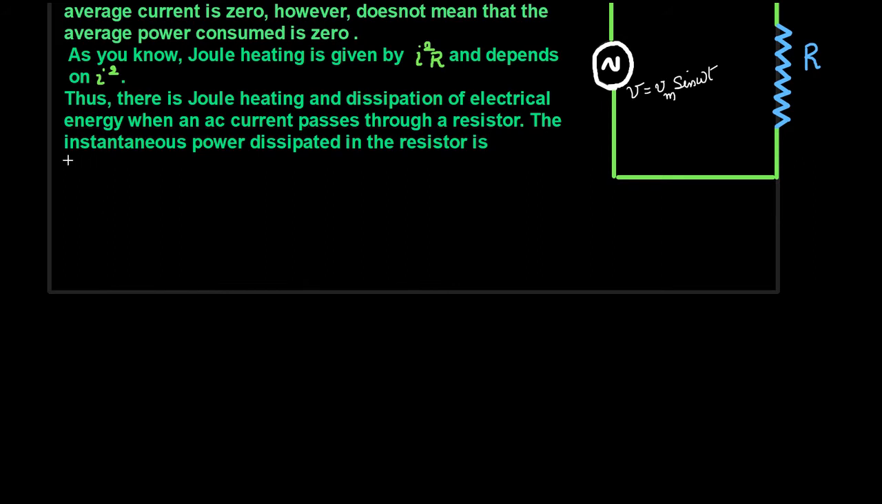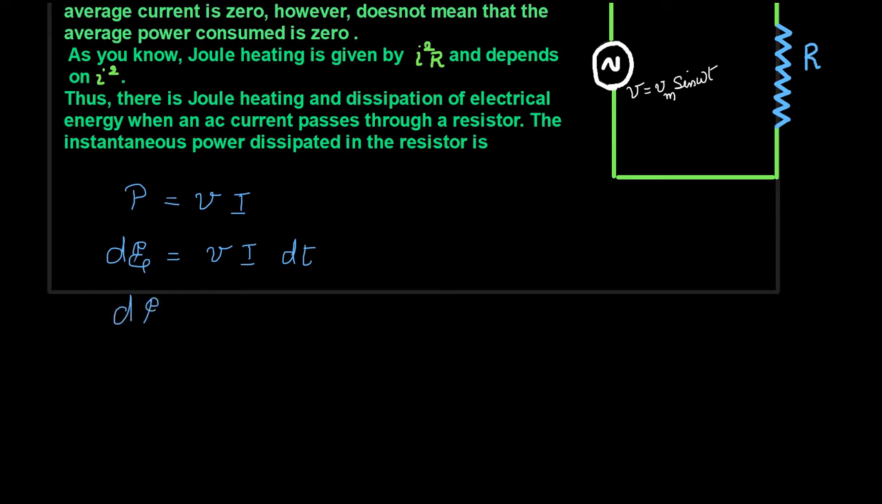The instantaneous power dissipated in the resistor is P, which is equal to voltage times current. Then if dE is the elementary energy consumed when a current I passes through the circuit in which the source is delivering a potential V for time dt, so dE is equal to VI dt.